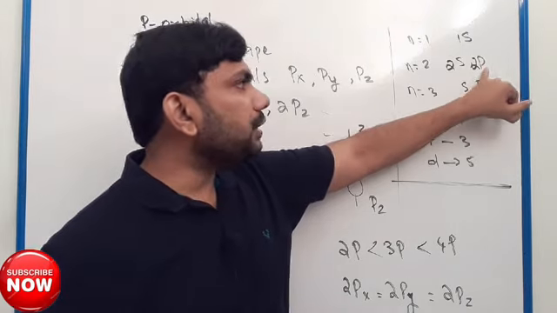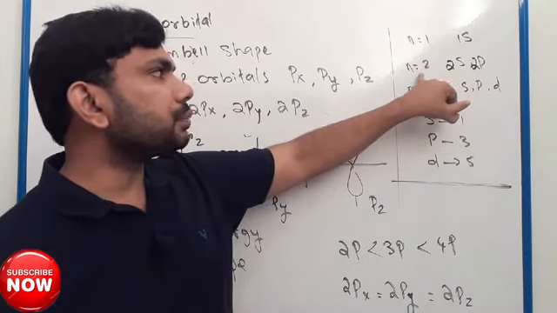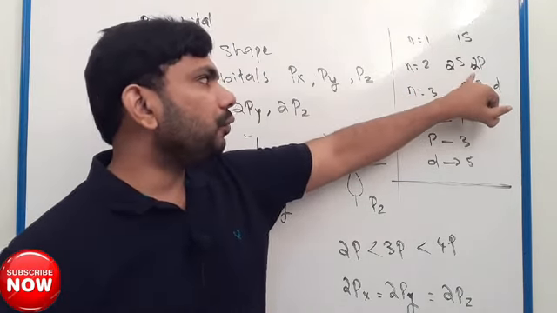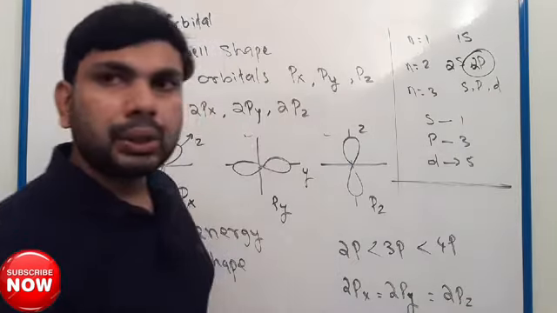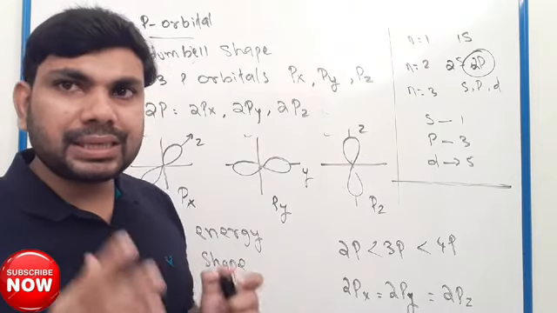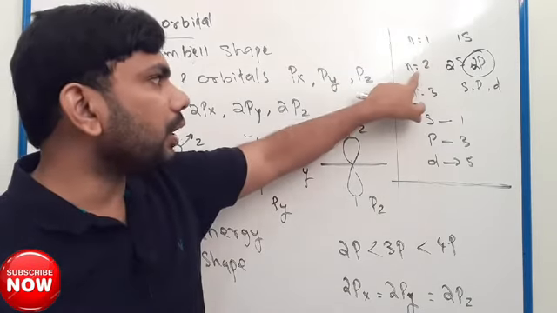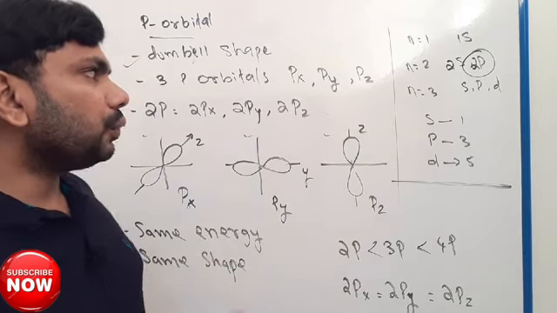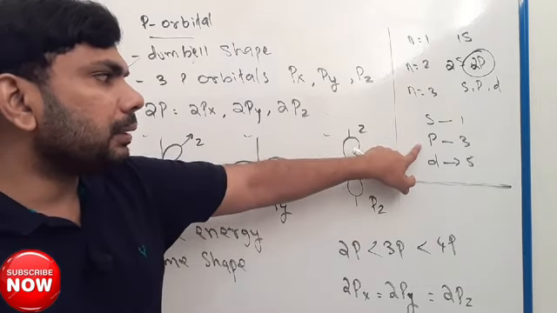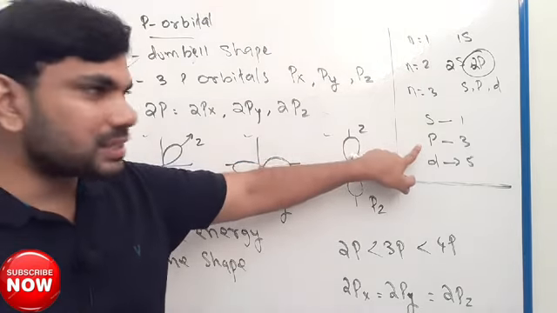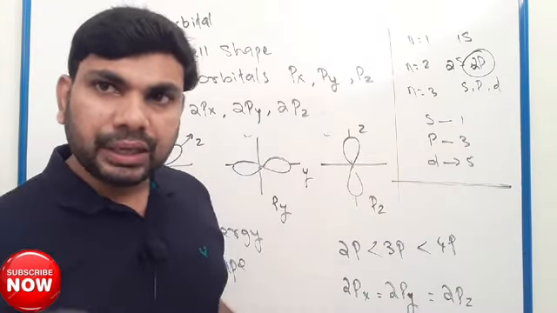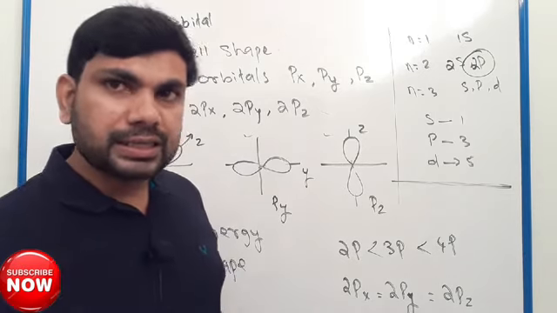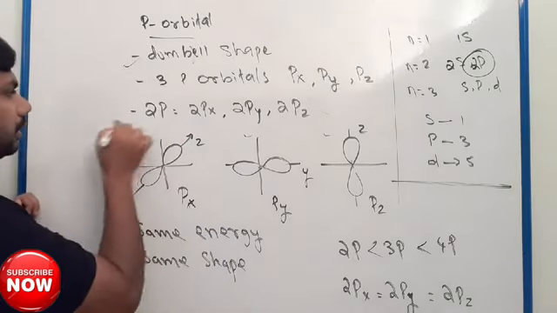Okay, p orbital of second quantum shell. So 2p, we are talking now about 2p. 2p means p subshell of second quantum shell. Okay, so we know p subshell consists of three orbitals. Which three orbitals? px, py, pz.